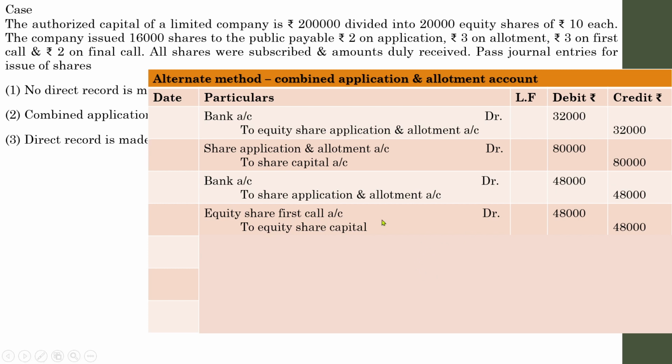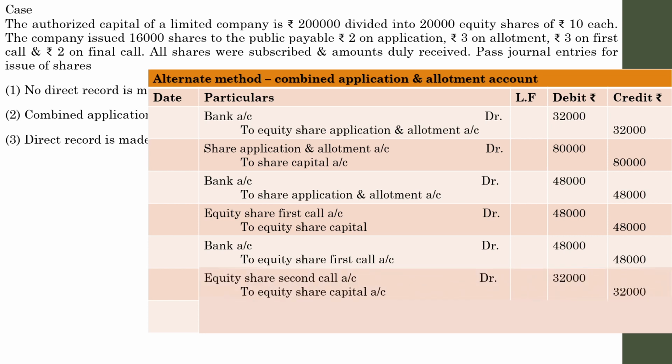So due entry is passed. Next one, bank entry. You will receive the payment of this particular journal entry, that is bank account debtor to equity share first call 48,000. So we have completed that. And last one, second and final call, otherwise known as final call. Again, due entry has to be passed. Equity share second and final call account debtor 32,000, because your final call is rupees 2 into 16,000, 32,000.